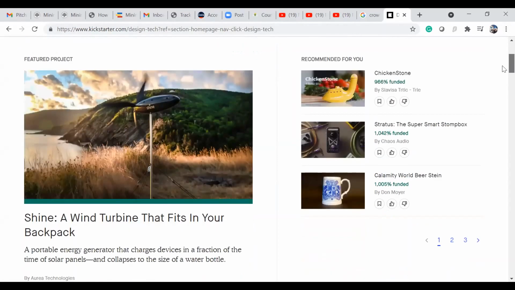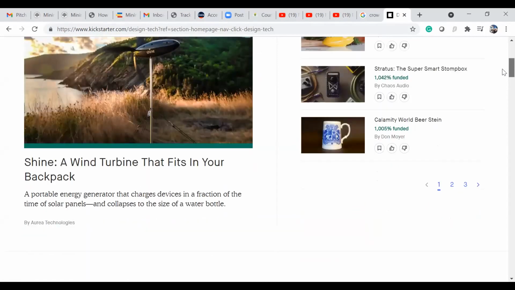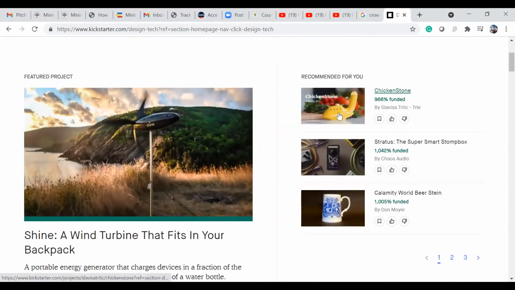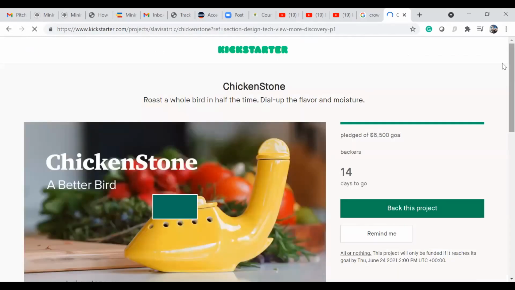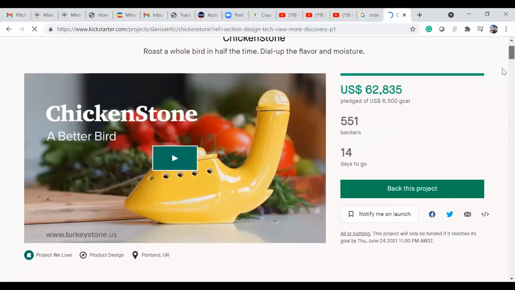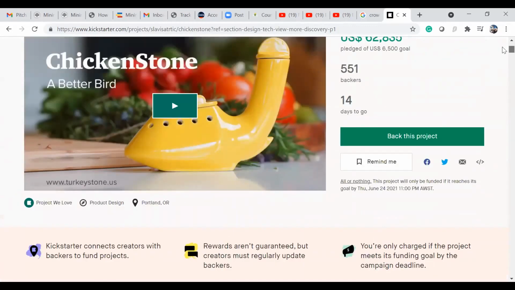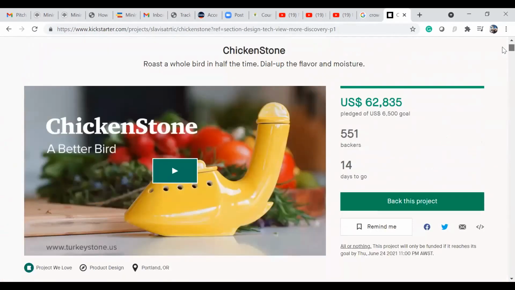There are so many people who already display their products here, and many of them, even at the start, want to pledge or buy in advance. So this is a good way to validate the product, to see if there will be people who will buy. For example, this one, I just opened this website right now. Chicken Stone. If you look at this video, you'll know better about Chicken Stone.